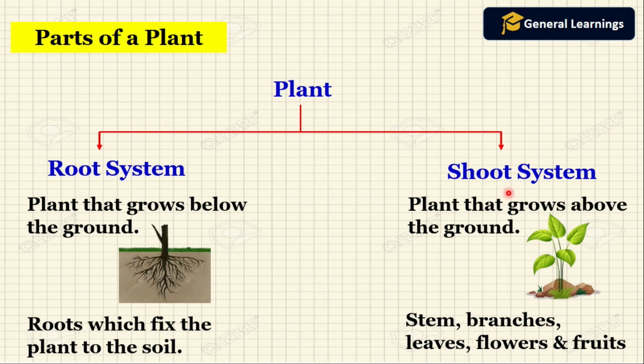So the plant is divided into two types. One is root system, another one is shoot system. Root system means the part of the plant that grows below the ground, whereas shoot system means the part of the plant that grows above the ground.